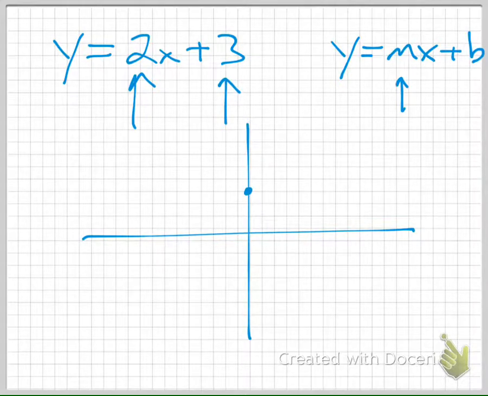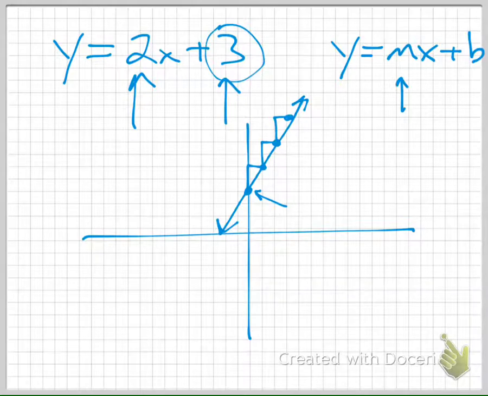So if we know that one point, and we know the slope is 2, can we draw our line? Yes. Up 2 over 1. There's another point. Up 2 over 1. There's another point. Up 2 over 1. There's another point. Our line is right there. It crosses at 3. That's what that guy tells us. And this 2 tells us the slope, which is up 2 over 1. Does that make sense? When you get an equation written in slope-intercept form, you can graph it like that.